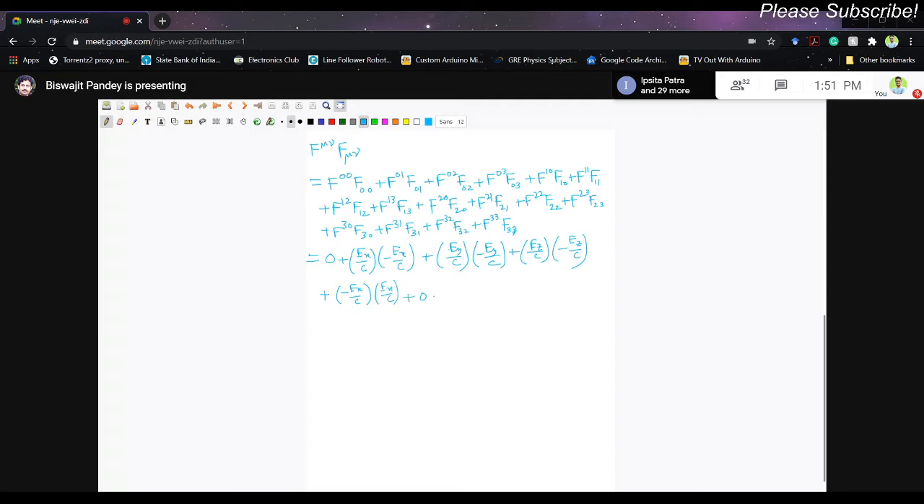and plus 0 plus bz square plus bz and bz square plus by square plus minus ey by c plus ey by c plus bz square plus 0 plus bx squared plus minus ez by c plus by square plus bx square. So if you combine them together, you will see that each term appears twice. So twice bx square plus by square plus bz square, that is b square minus e square by c square.